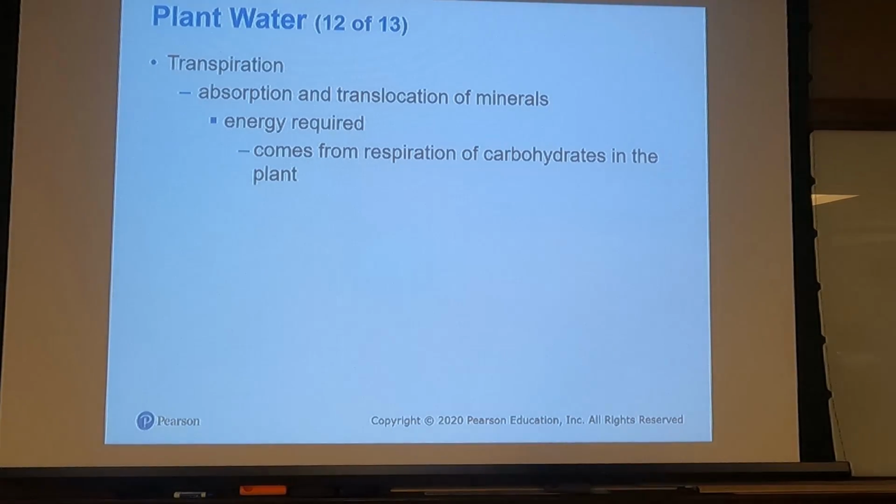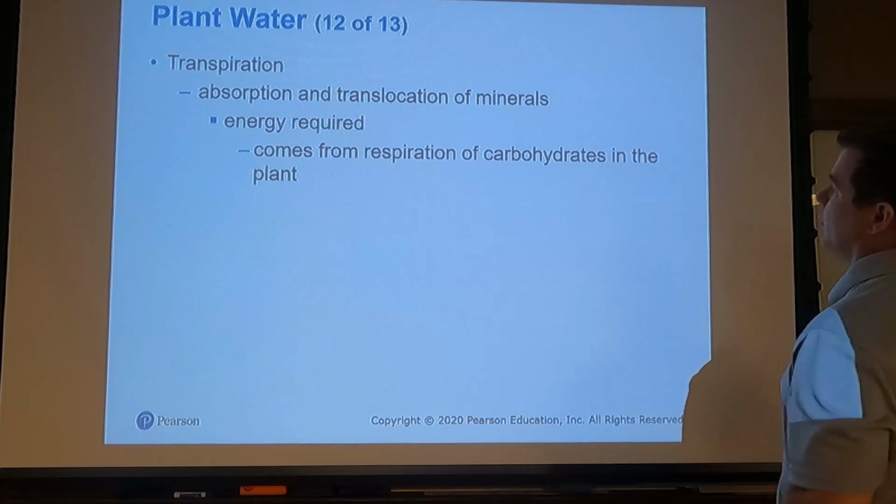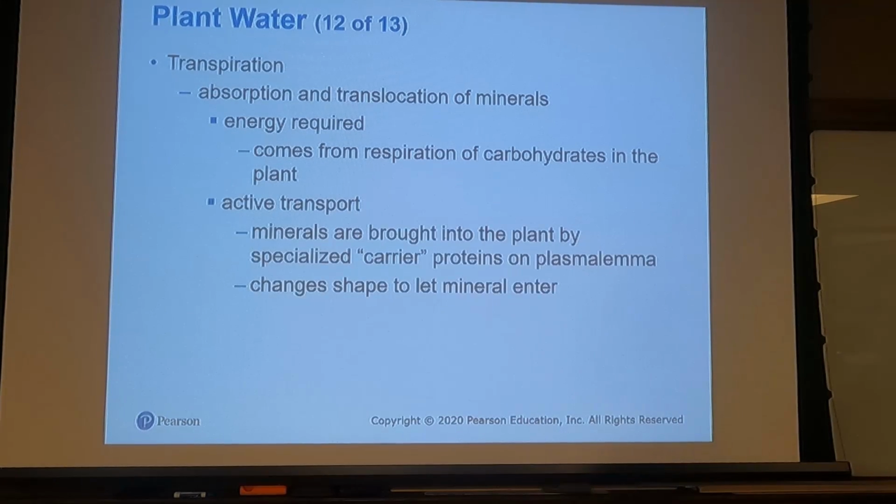Of course, this takes energy, and most of that energy is going to come from the carbohydrates. We call this active transport. These minerals are going to be brought in by special carrier proteins that encapsulate the ion, whether it be a cation or an anion, and allow that to come into the plant.